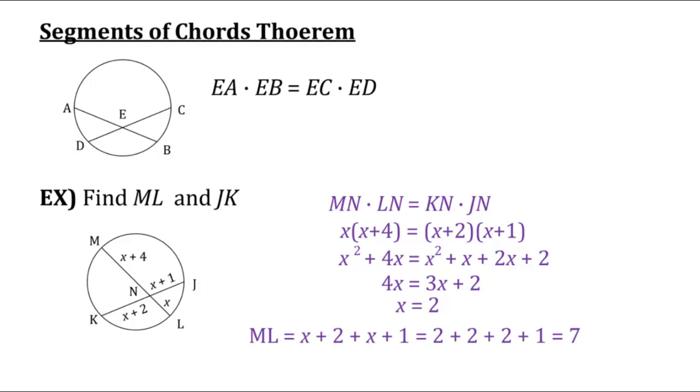Well, ML is equal to MN plus NL, so that's x plus... Sorry, I realized I mistyped on my slide. So first I'm actually calculating KJ. KJ is x plus 2 plus x plus 1. But we just found that x was 2, so that's 2 plus 2 plus 2 plus 1, and that is 7. And then to find ML, that's x plus x plus 4, so that's 2 plus 2 plus 4, and that's equal to 8. And so those are our two answers, 7 and 8.